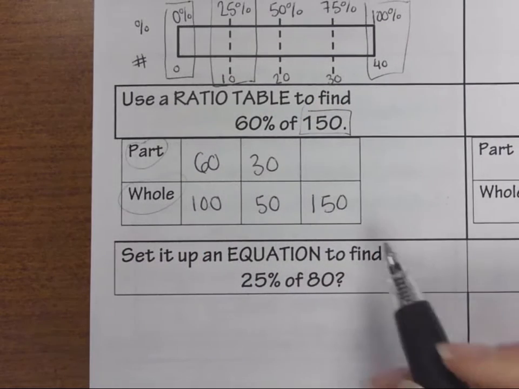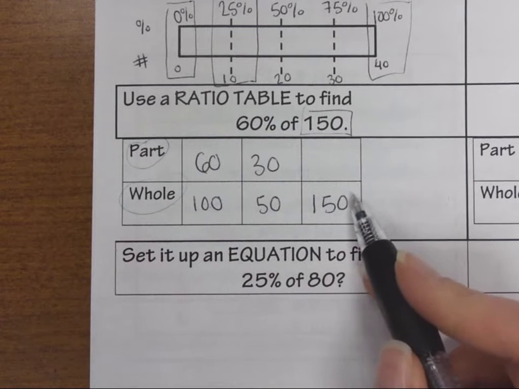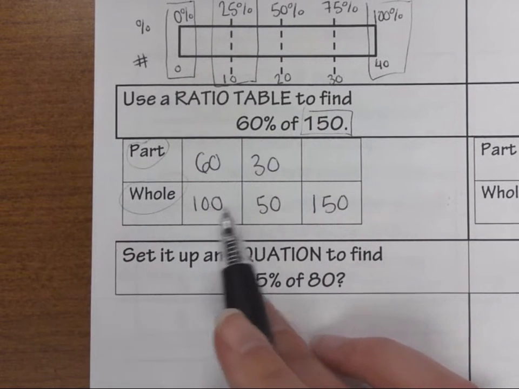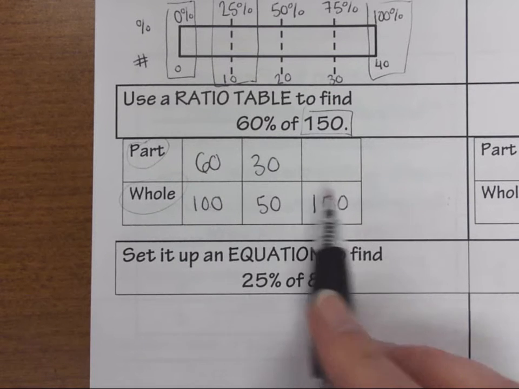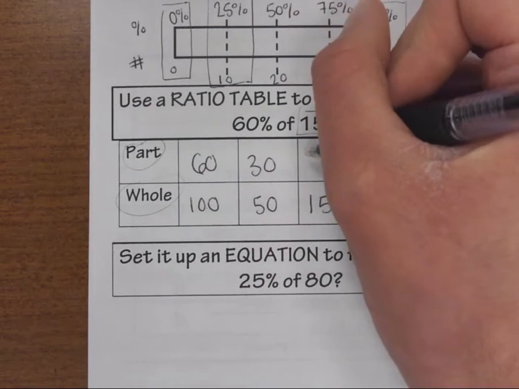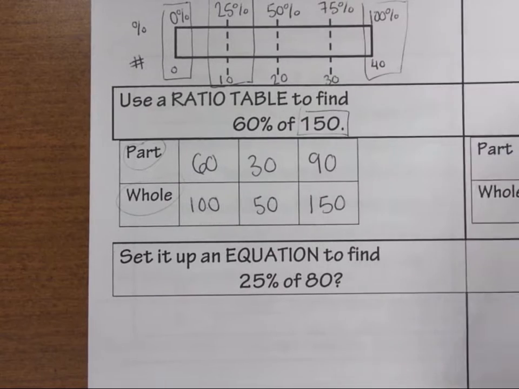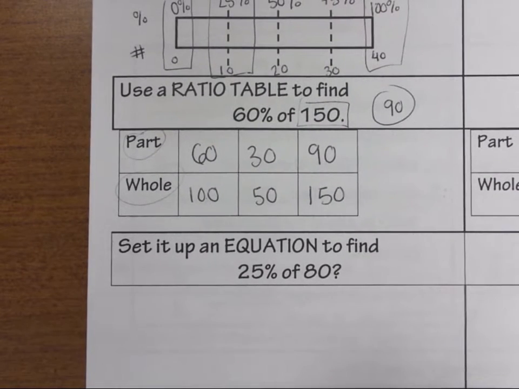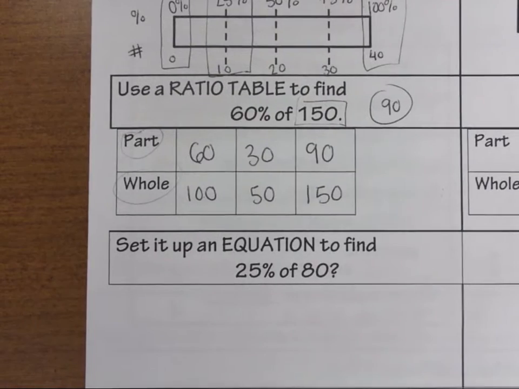So now I want to find the equivalent ratio or the equivalent fraction that has 150 in the denominator. Do you see how these just added together to make 150? Let's add these two together. 60 plus 30 is 90. So 90 is 60% of 150. That's kind of a neat trick with that.